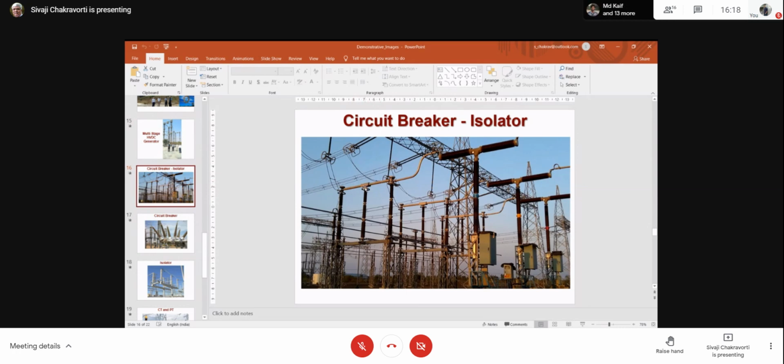But isolators are never opened on load condition. First, the circuit breaker is opened because this is used for actually breaking the current. And once it is open, then the circuit is already open.